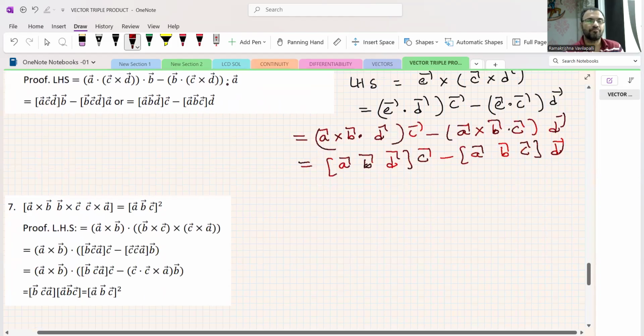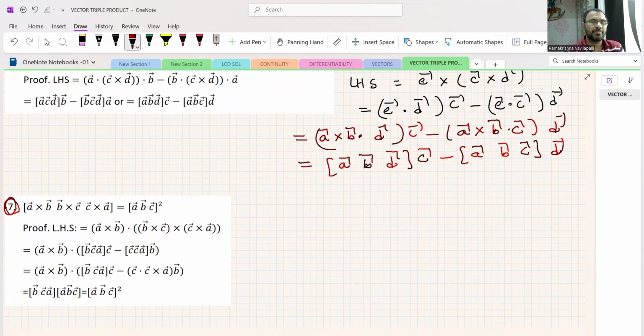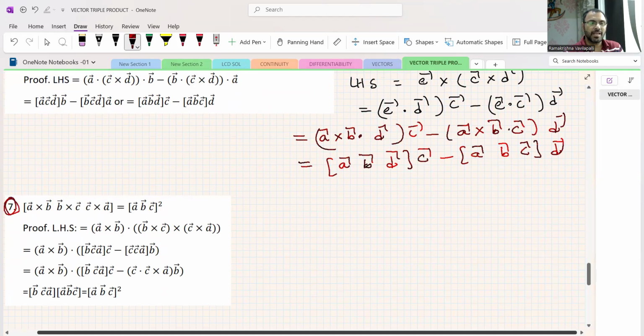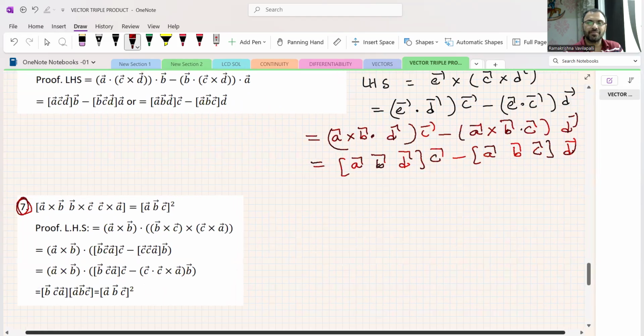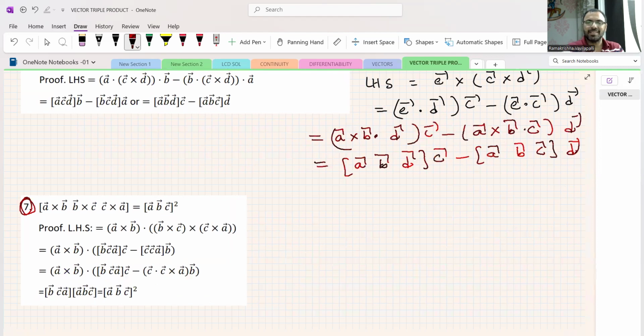Okay. Now, how do we prove the box of A cross B, B cross C, and C cross A? This is a very, very important concept: box of A cross B, B cross C, C cross A is equal to box ABC whole squared. To prove this, you have to use the above concept.